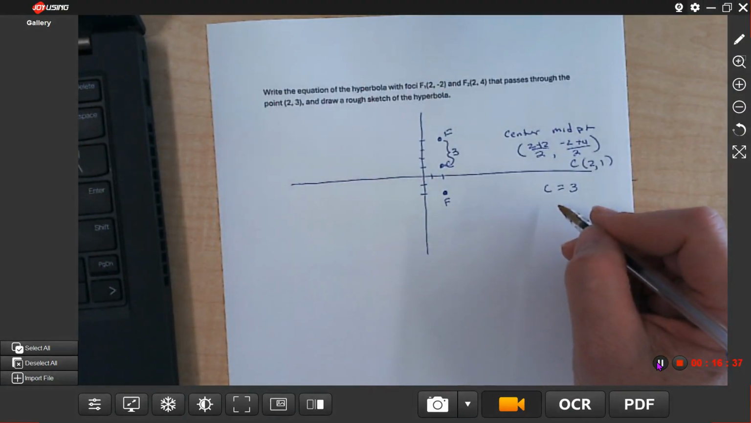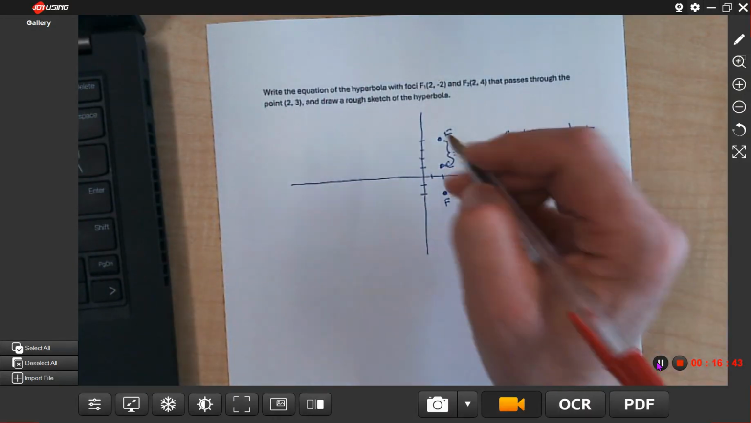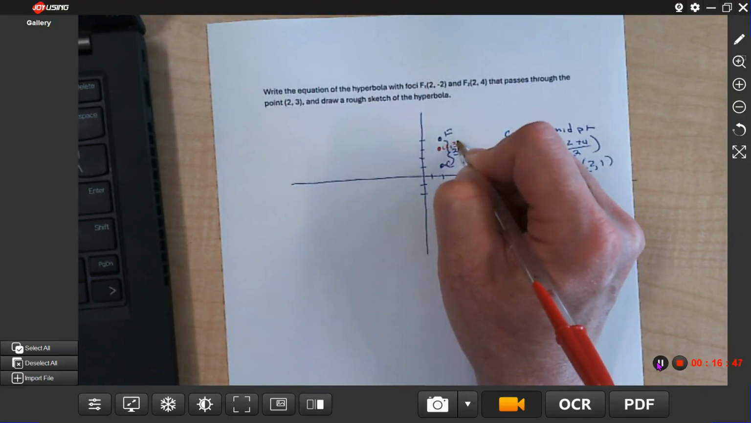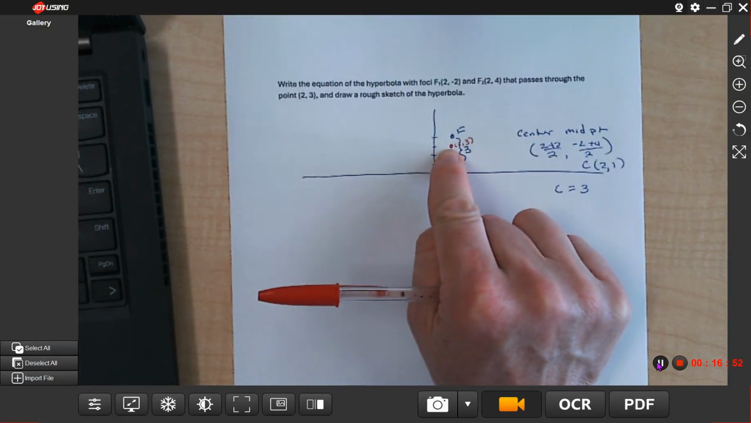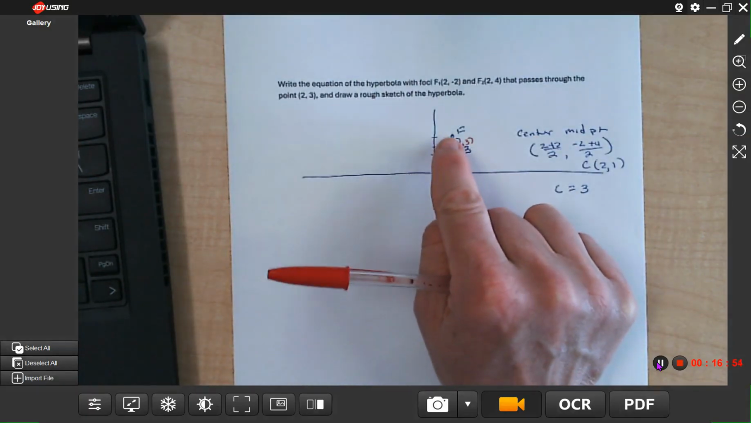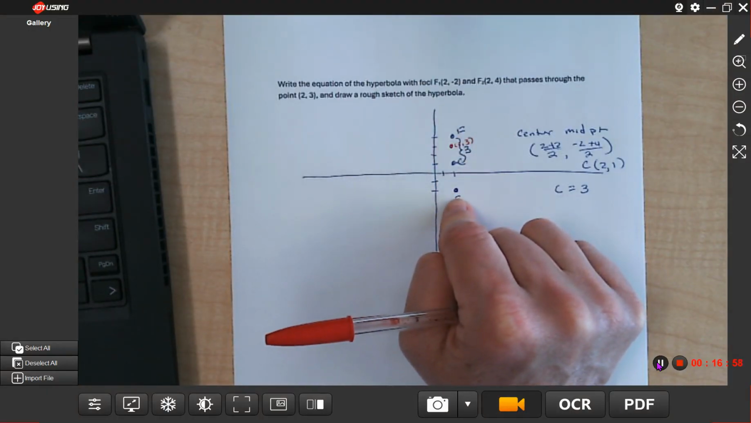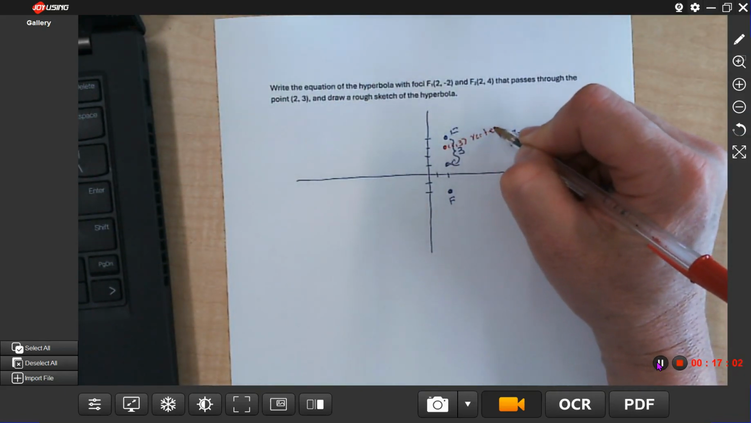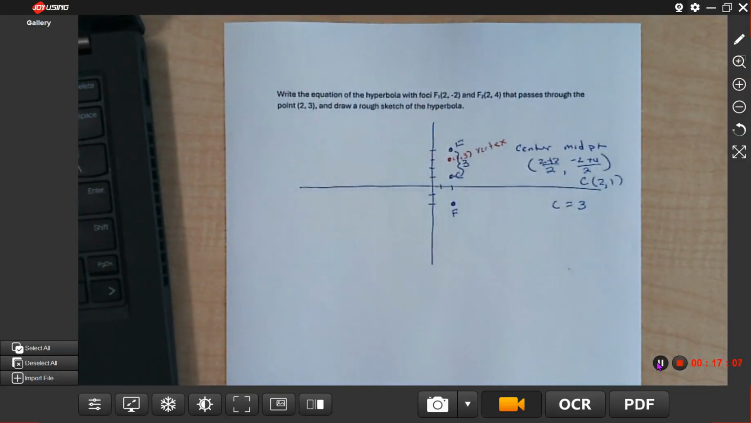And I also have a point. So let's plot that here. So we have the point 2, 3. So that would be here. So this is a point actually on the hyperbola. And since it's on a vertical line that goes through the foci, so that's the transverse axis, it has to be a vertex. If it was somewhere else, it wouldn't have to be a vertex, but because it's on the transverse axis, it has to be a vertex.